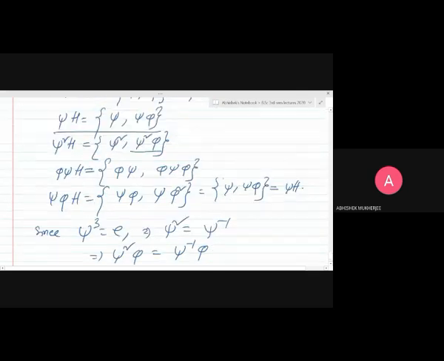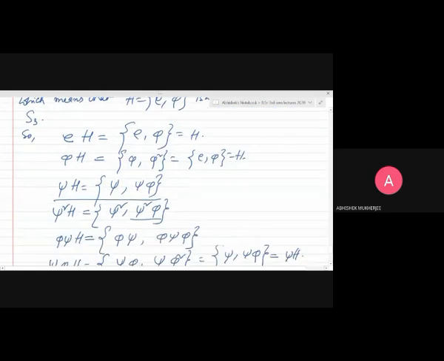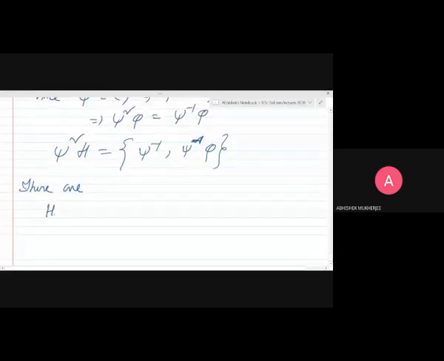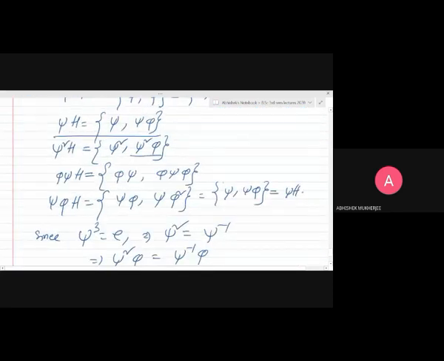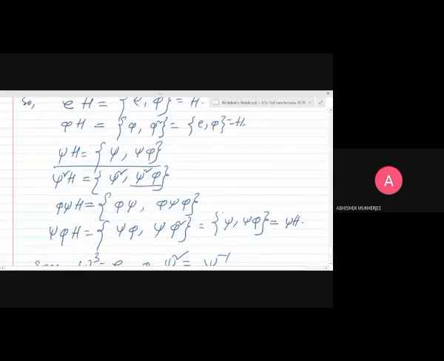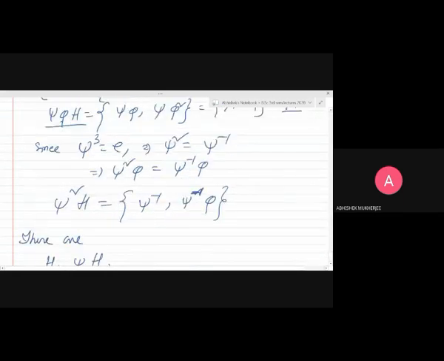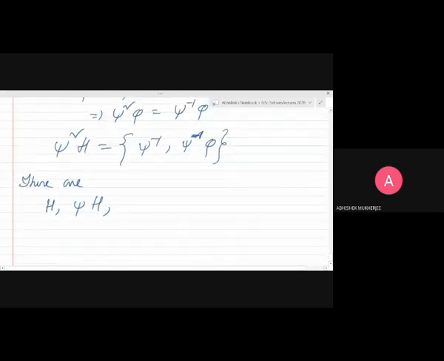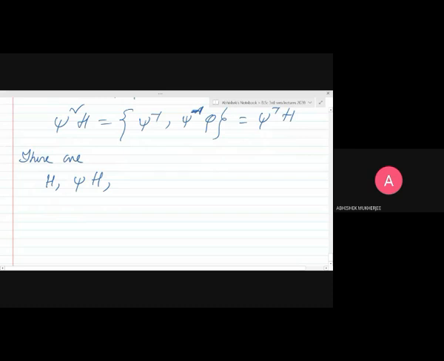So how many cosets are left here? The first one is H. The second distinct coset is psi H. This one. Yes, psi H. And these two are the same. So psi H. Now what about these two? I think, yeah, this is actually psi inverse H. Fine. Okay.